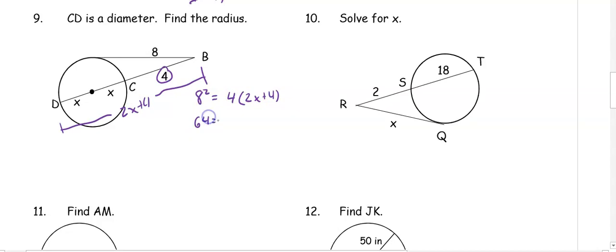So we get 64 is equal to 8x plus 16. We can subtract 16 from both sides. 48 is equal to 8x. When we divide, x is 6.